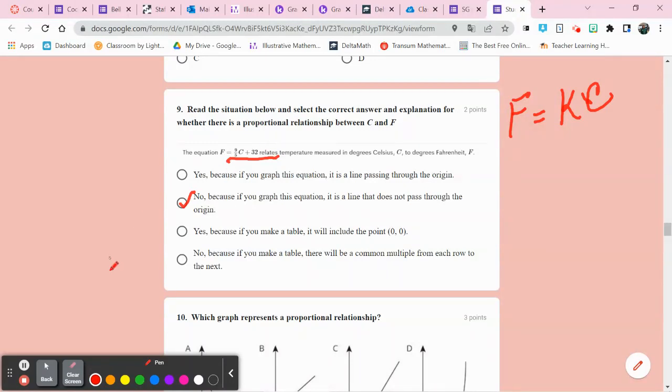All right, so I'm going to clear that. I'm sorry that was a little rough at first, but proportional equations only show multiplication, no addition or subtraction, no exponents. If they have exponents, they're not a straight line. If they have addition and subtraction, they do not go through the origin.